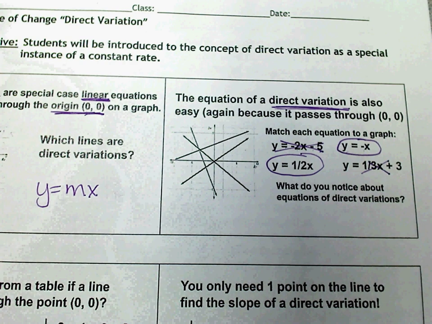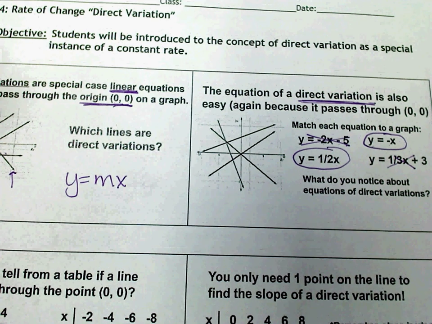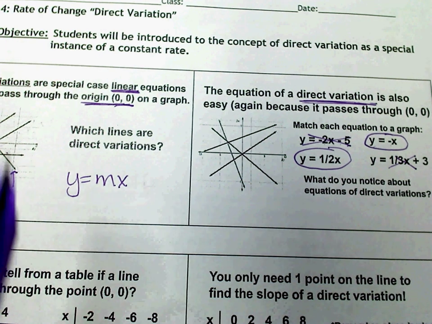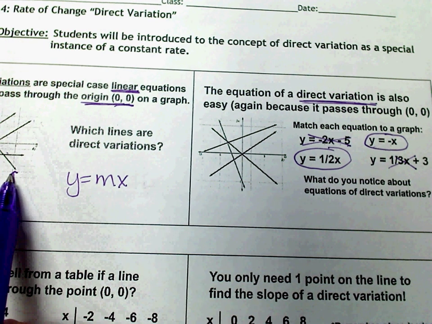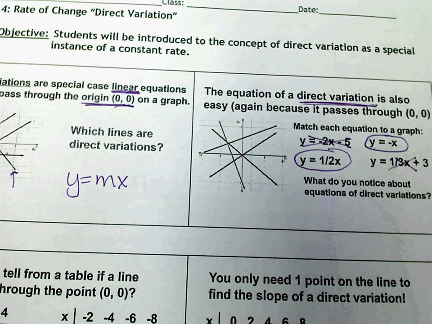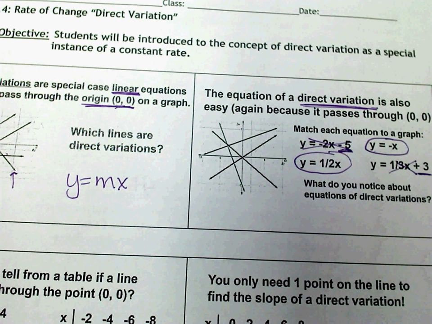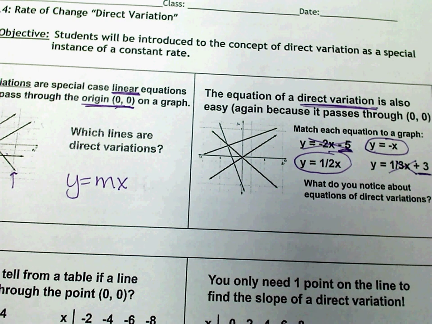Okay? So the one thing that you need to remember about graphs and equations is if it goes through the origin and is a line, then it's a direct variation. And when you're looking at the equation, as long as it doesn't have this plus b at the end, then it's a direct variation. Okay?